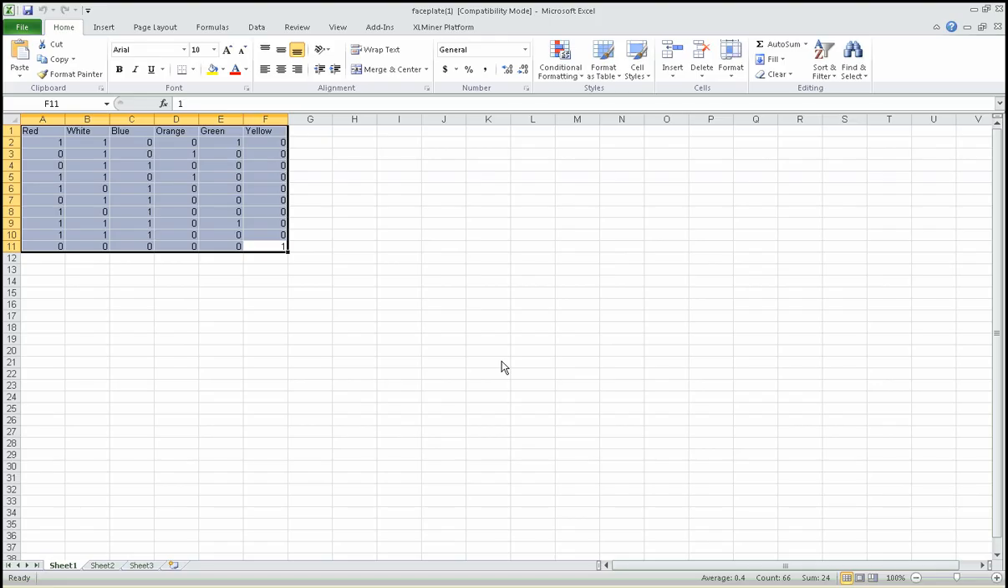So here we have 6 colors and 10 transactions. Each transaction is about a customer buying different color faceplates. In row number 2, you can see that the customer bought red, white, and green, which is 1. If it is 0, then they have not bought that. So you see 10 customers having bought different colored faceplates.